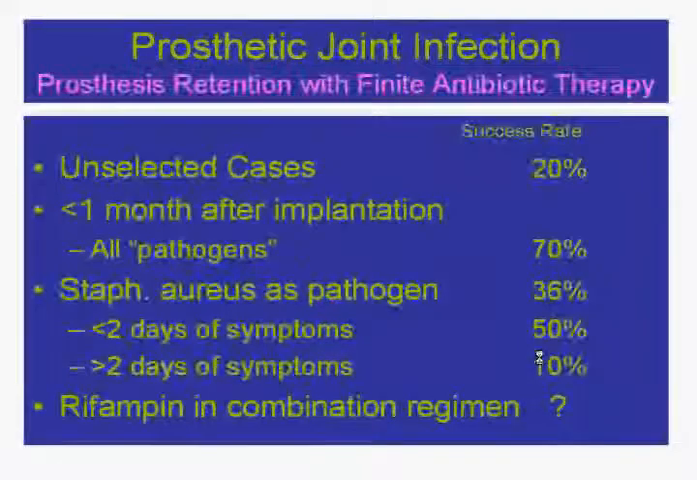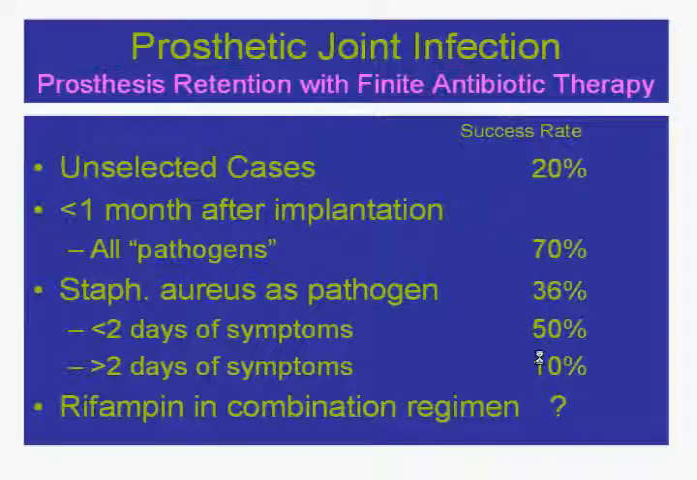Now there comes this other group of patients where the prosthesis is left in, and the patient is given finite courses of antibiotic therapy, and there are claims of success. So in unselected cases back in the history when this all began in the 70s, the success rate was considered 20%. In fact, it was probably closer to 5% when they did follow-up for 2 years. But in those days, they did follow-up for about 6 months, and they thought that they had success at 20%. There are people who have published that if the infection arises within 1 month of implantation, they're able to successfully treat those patients with finite therapy in 70% of the cases. And that doesn't make a lot of sense.